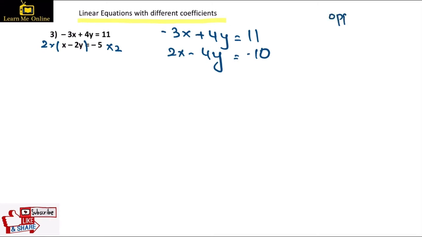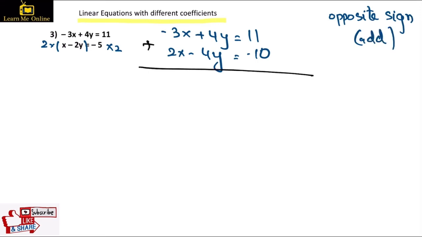I'm going to write it down on the side that the opposite sign is going to be add. So we're adding the two equations together. I put a big positive sign so I would remember that I'm adding the two equations. When you do minus 3x plus 2x, you would get just minus x. Then plus 4y minus 4y would cancel each other. And on the other side, when you do 11 minus 10 would be just a 1.